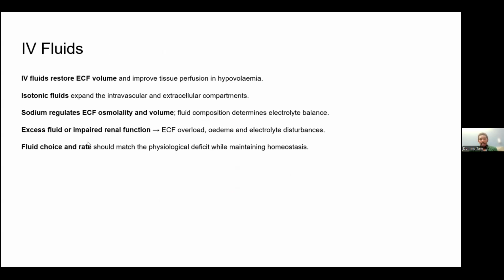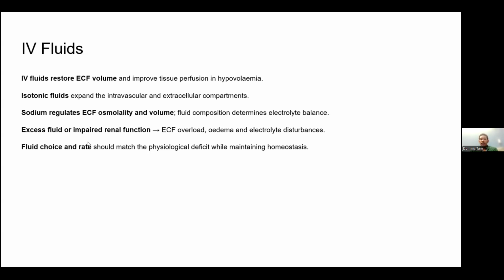So lastly, let's just touch on a few things that we see regularly as it relates to the extracellular volume. So let's talk about IV fluids. IV fluids, we know, are used to restore the extracellular fluid volume; they expand the extracellular fluid compartment and improve perfusion of tissues. Isotonic fluids like our 0.9% saline remain mainly in the extracellular fluid and are used for intravascular volume replacement in hypovolemia.